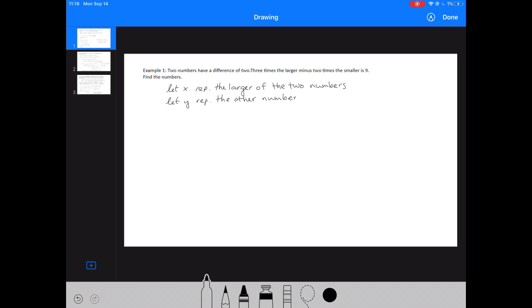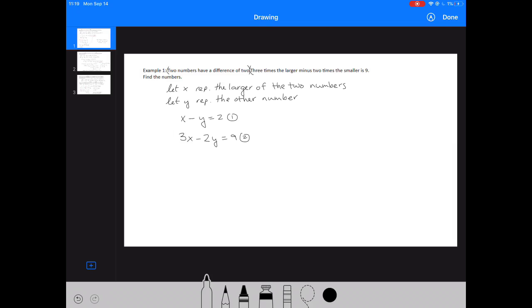So the next thing that we're going to do is create the equations. Now we're going to look at the pieces of the question and put those words into numbers. The first part says two numbers have a difference of 2. So that means the larger number, take away the smaller number, is equal to 2. The second sentence says 3 times the larger minus 2 times the smaller is 9. So 3 times the larger, that's x, minus 2 times the smaller, that's y, is going to be equal to 9.